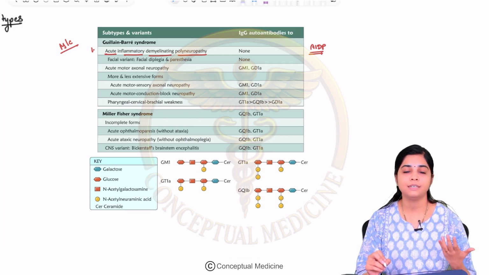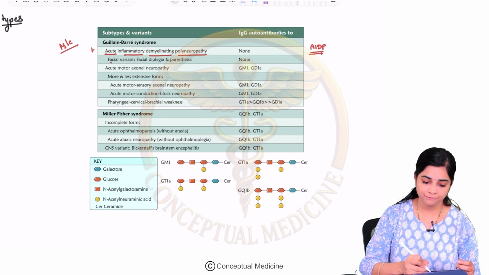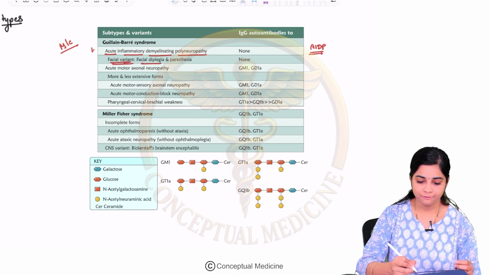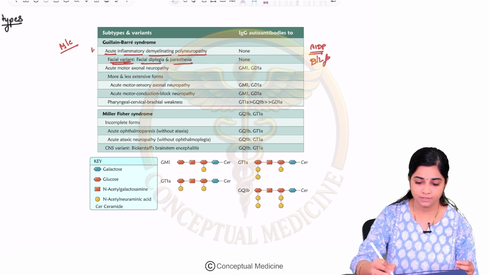that is your ascending paralysis with ascending type of flaccid paralysis, which basically begins in your lower limbs and progresses upward. Then you have a facial variant of that, where you have facial diplegia and paresthesias, where you have bilateral facial nerve involvement.